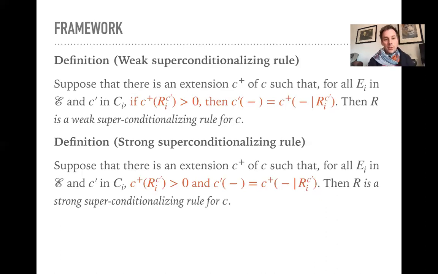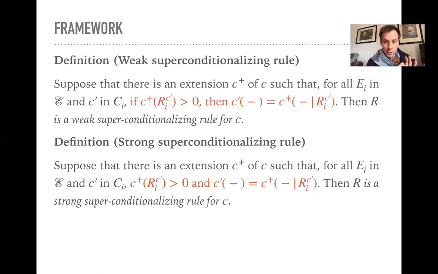weak superconditionalizing rule. If it were possible to expand the set of propositions to which you assign credences in such a way that it includes each of these R superscript C prime, subscript I, such that whenever the extended credence function assigns positive credence to one of those, then the updated credence, the C prime, is in fact the result of updating this extended credence function on that proposition, then it counts as a weak superconditionalizing rule.